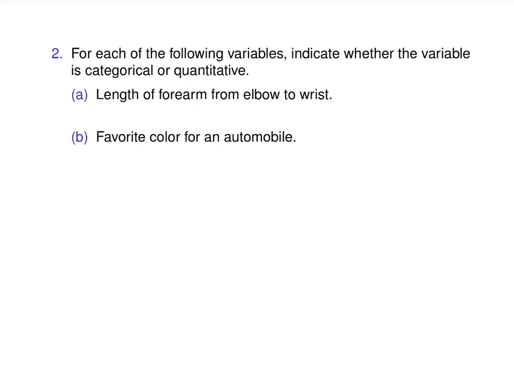So length of forearm from elbow to wrist. Well, obviously you have to have a positive length forearm and there's some maximum forearm, but anything in the middle is totally legitimate, so this is quantitative. And then favorite color for an automobile, obviously that is categorical. On your first take-home quiz, you were asked to give examples of different kinds of variables. That probably will be a good test question, so pay attention to that.